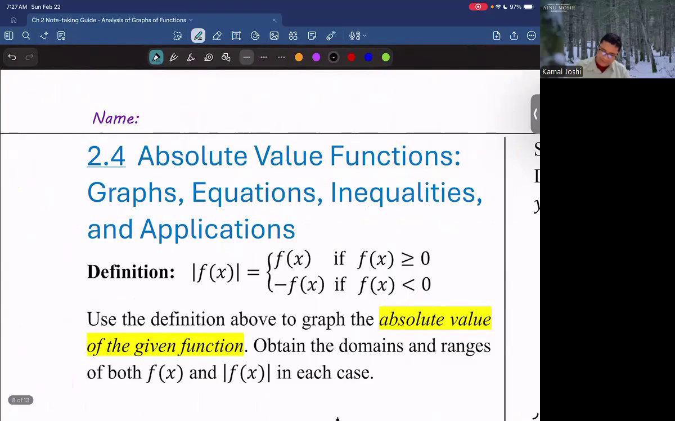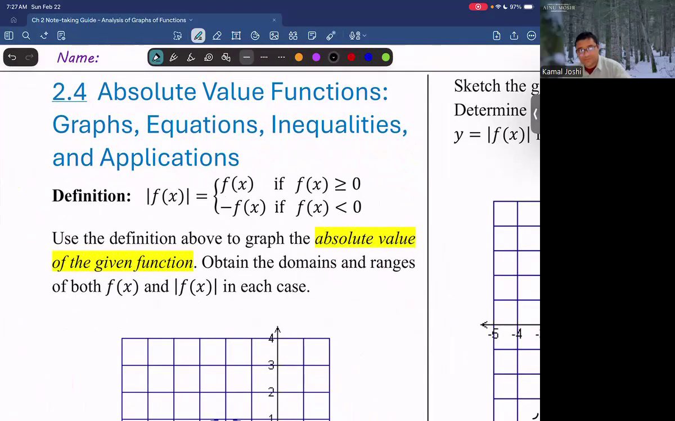Okay. Let's move on. Absolute value function, graphs, equations, inequalities, and applications. The next subsection is absolute value functions. We have seen the definition of the standard absolute value function before this, and we have looked at the V-shaped graph and all of that. We are not studying just that now. We are generalizing that concept.